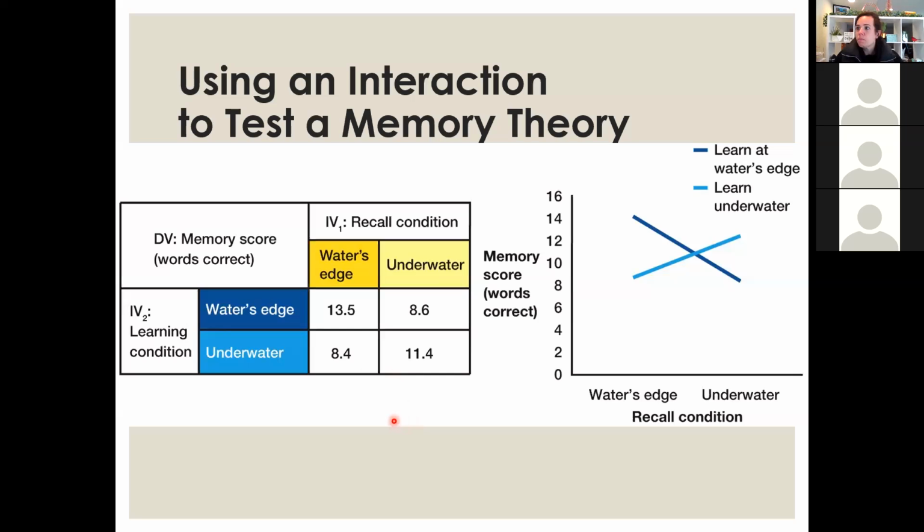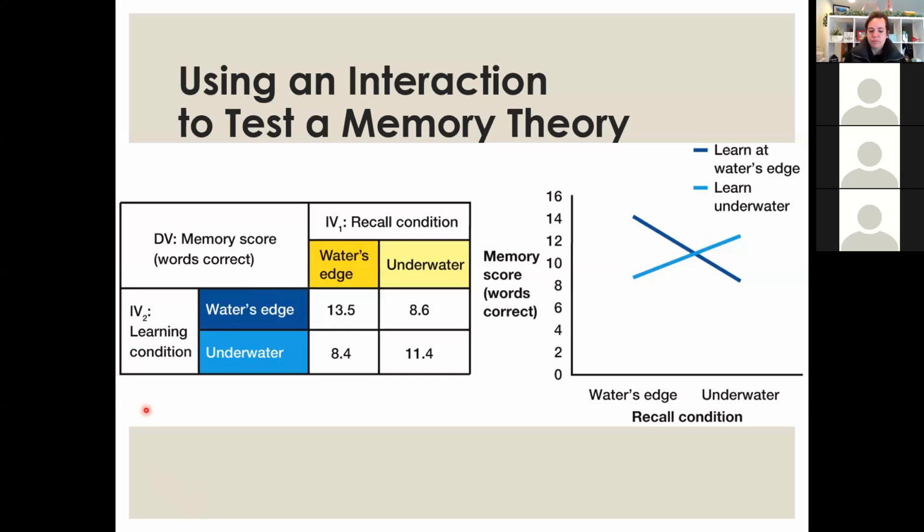Water's edge and underwater. Yes, but what are the independent variables? You're correct, those are the two conditions, but you need to look above and beyond. Recall condition. Yes, and the other one is the learning condition. So back to what I just finished describing, this is the testing environment where they had to recall certain knowledge, and this is where they learned the knowledge. Then what is the dependent variable?